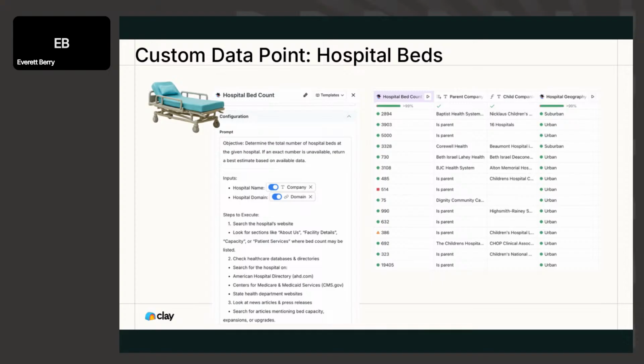Another one that I like, this is more of a TAM sourcing use case, but there's a health tech customer out there that charges based on the number of hospital beds in a facility, and they do something a little bit more advanced.